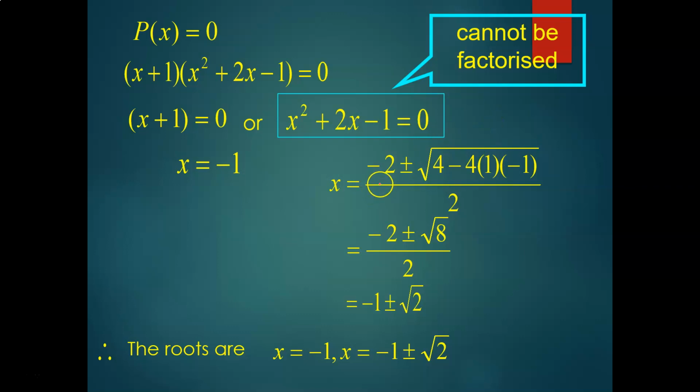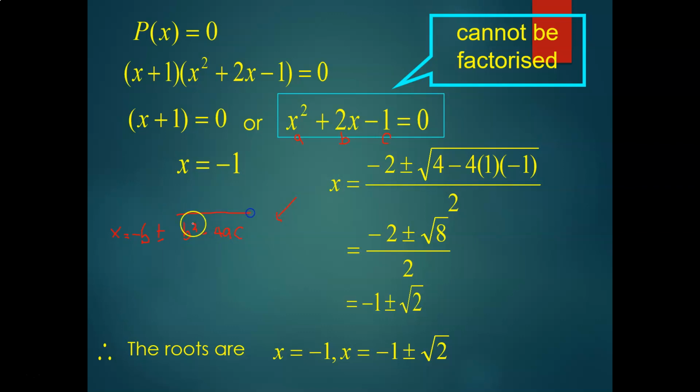So you just plug in the values. What is your negative b? What is your b? b squared, 4, a, and c. So this is a, this is b, this is c. You substitute into this. This is actually the quadratic formula: x equals negative b plus or minus the square root of b squared minus 4ac.